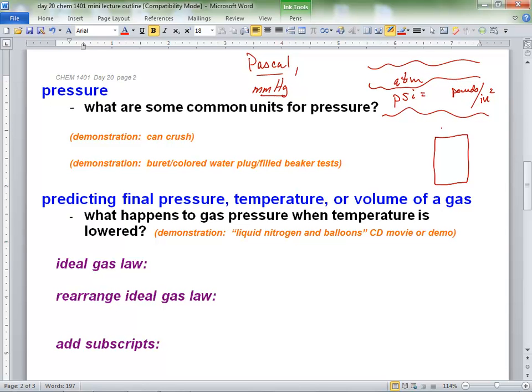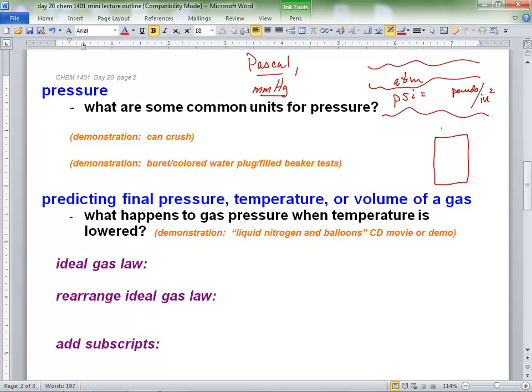So the can should what? Once I put it in the cold water, it should crush, right? From all sides? Should it be violent, or will it just be kind of slow? 150 pounds of pressure. It's like, I don't know, just stepping on the thing, right? I do this kind of quick. All right.